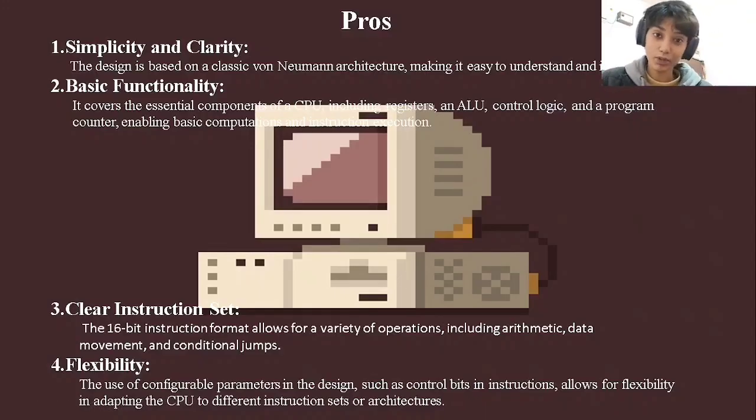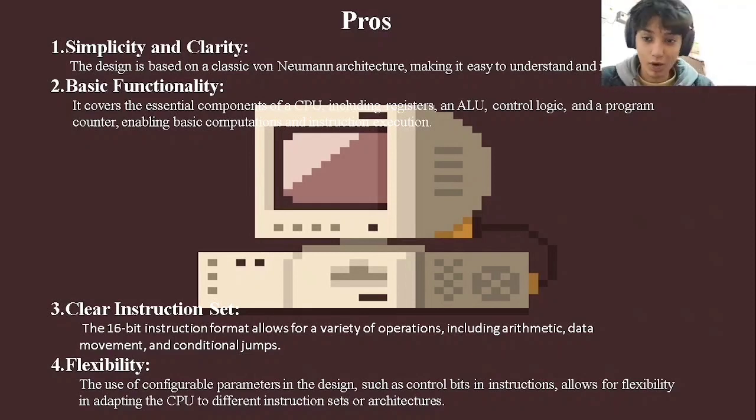Now let's talk about the pros and cons of the CPU. Let's come to the first one, simplicity and clarity. It's very simple as it's just another classic von Neumann architecture. Now talk about the basic functionality. We have done the ALU, different control logics, program counter. It just deals with all those things. Now let's talk about the clear instruction. It's just a 16-bit architecture, so we have already done things with it. The flexibility: it's highly flexible.